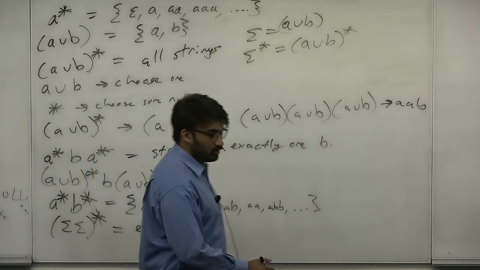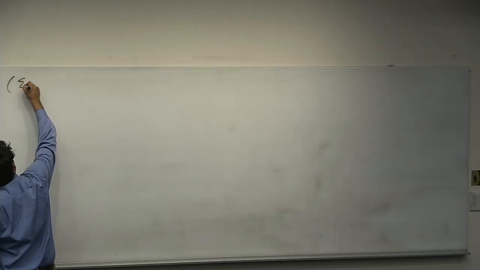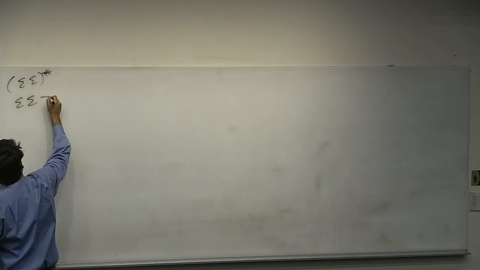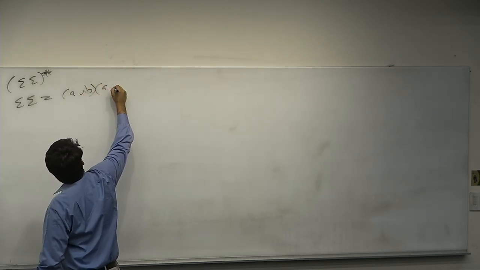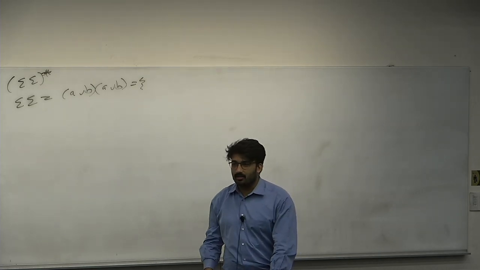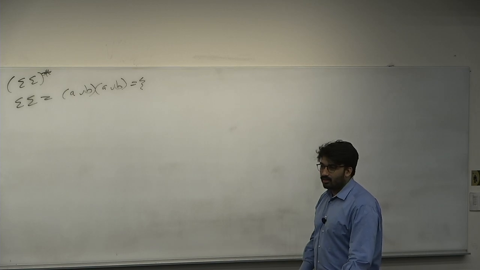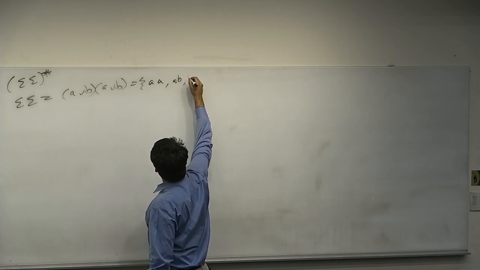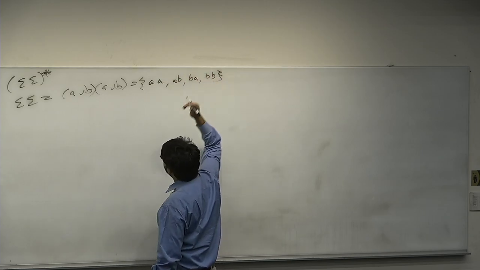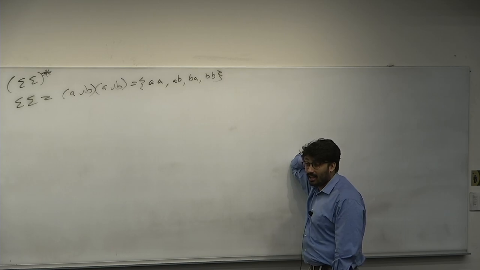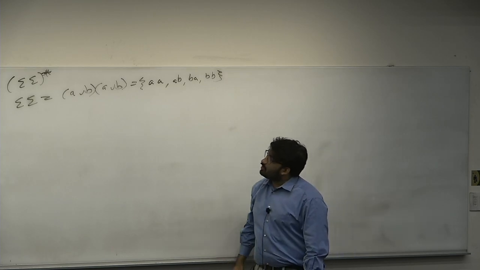Let's expand this a little bit. Sigma sigma is going to be (A union B)(A union B). Cool thing about regular expressions, they have a lot of algebraic properties. Like arithmetic, we get a distributive property here. We get AA, AB, BA, BB, right? That's what that looks like. It's like non-deterministically choosing the first letter to be an A or B, and non-deterministically choosing the second letter to be an A or B. So (A union B)(A union B) is going to be all strings of length 2.